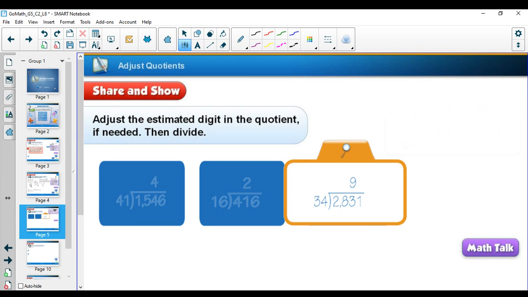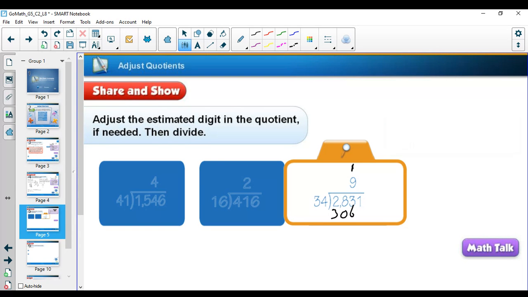Okay, here we are. We're going to take a look at this one. Here we have 2,831 divided by 34. They've given me my first estimate number of 9 in the tens place. So 9 times 10 is 306. So think about it. Is this too big or too small? And hopefully you recognize right away it's too big, right? 300s is greater than 200s. So 9 is too big.